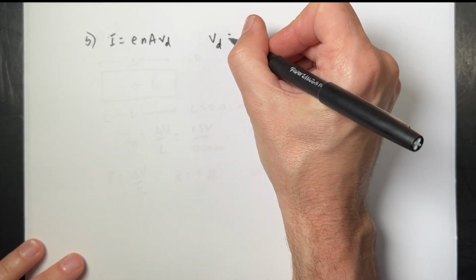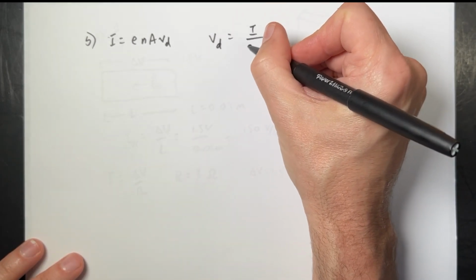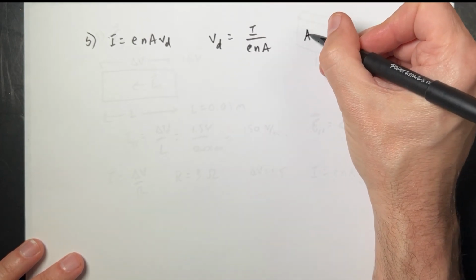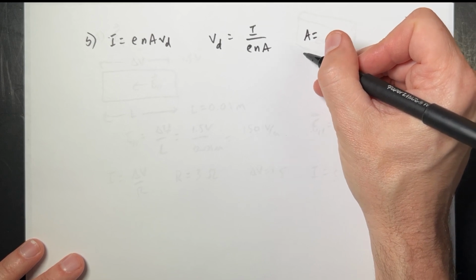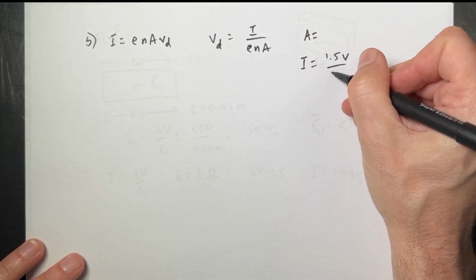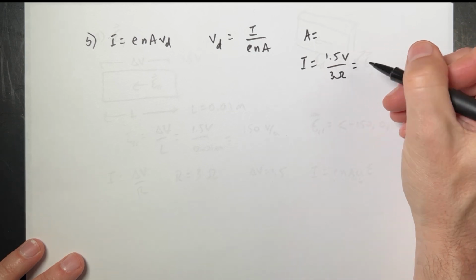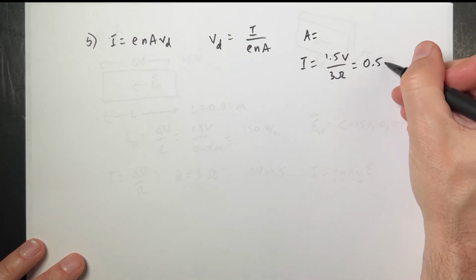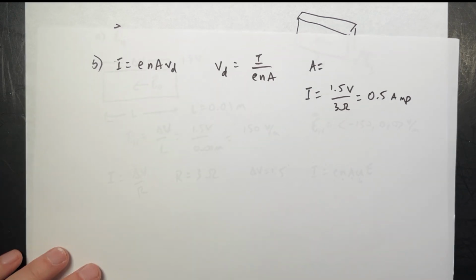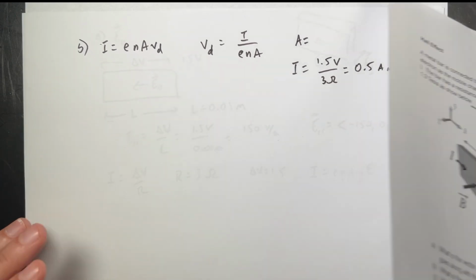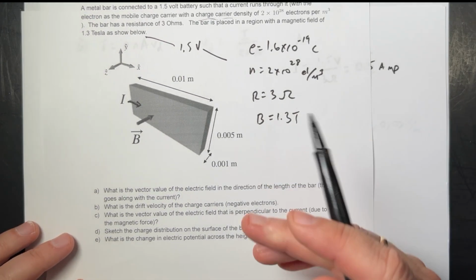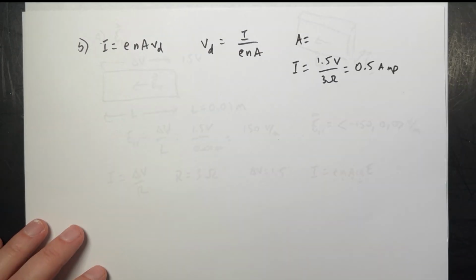The drift velocity is going to be I divided by e, the charge of an electron, n, and A. Now I do need to calculate A, and I need to calculate I, which I just did over there. It's 1.5 volts divided by 3 ohms, which I can actually do in my head, 0.5 amps. See, I didn't even need the calculator. Now, for the cross-sectional area, here's where this nice picture comes in. It's 0.05 by 0.005 by 0.001.